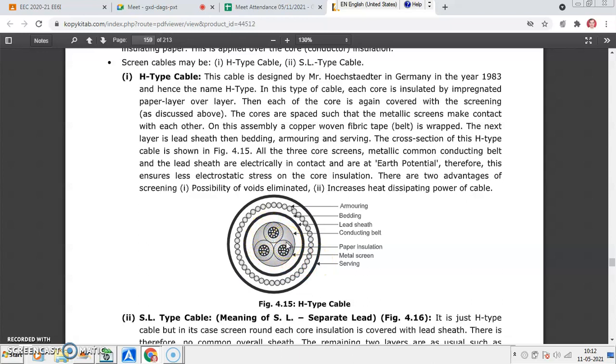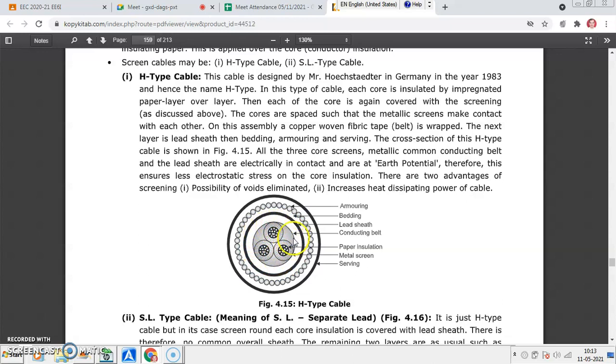S-type cable. Okay. In the middle you have the conductor, the conducting portion. This is the conductor belt. All these conductors are bound in it. This is the insulation over each individual conductor, that is, paper insulation provided. Then every conductor has a metal screen, that is aluminum foil, metal screen. Then you have the conducting belt, so this is the entire conductor section. So the basic cable is this one.